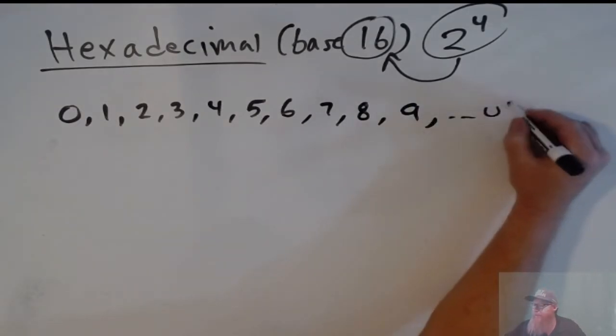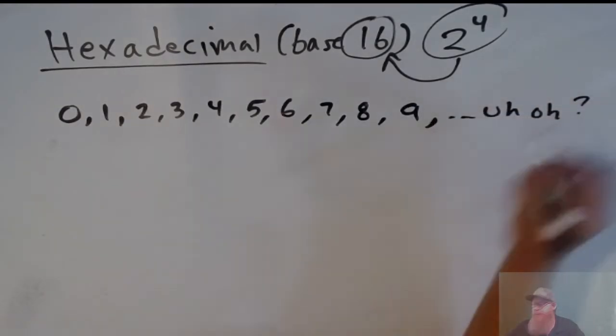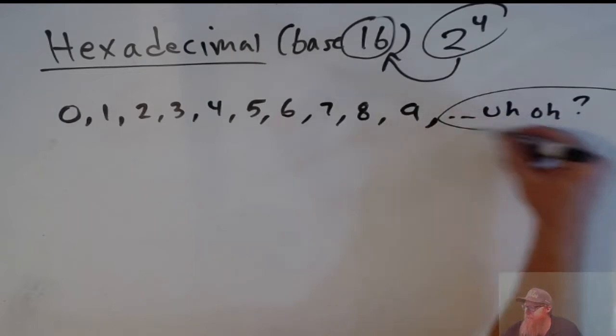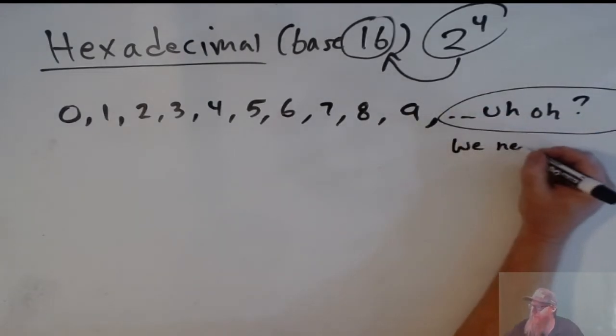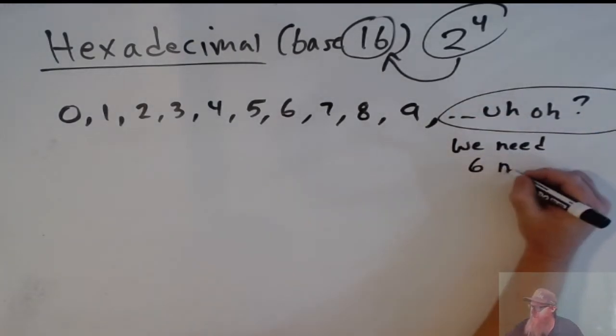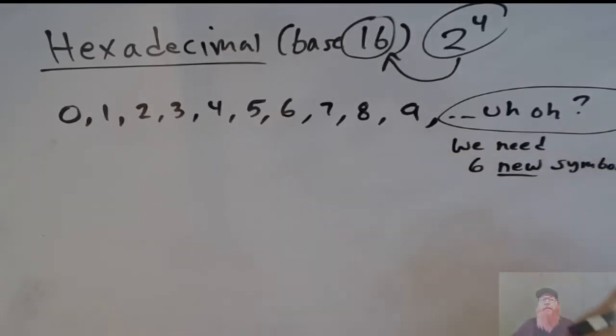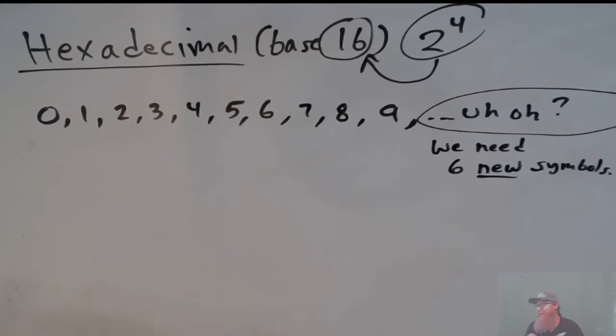Uh-oh. What do we do when we get to 9? Yeah, we need 6 more symbols. And that's a problem. That's the first problem we encounter with hexadecimal. What symbols could we use?